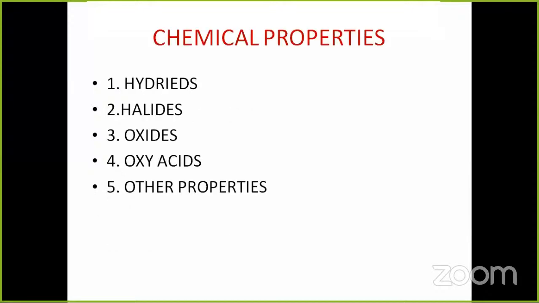Now come to chemical properties. Basically the first 4 are very, very important. One is hydrides, second is halides, third is oxides, and fourth is oxyacids. The first 4 are very, very important. You have to apply them to any group from the 3rd to 7th group elements, especially up to halogens.